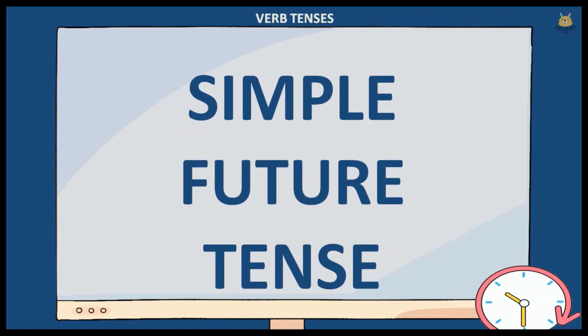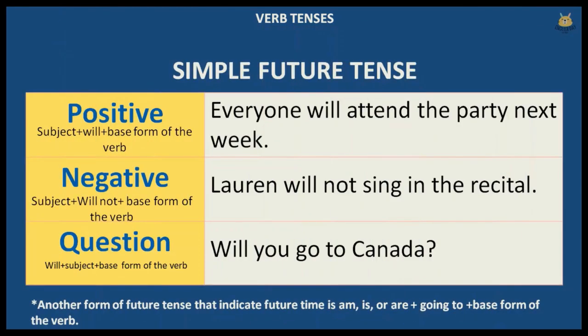In today's video, we are going to learn about the simple future tense. What is the simple future tense? We use this tense to talk about something that is expected to happen. How do we form the simple future tense?